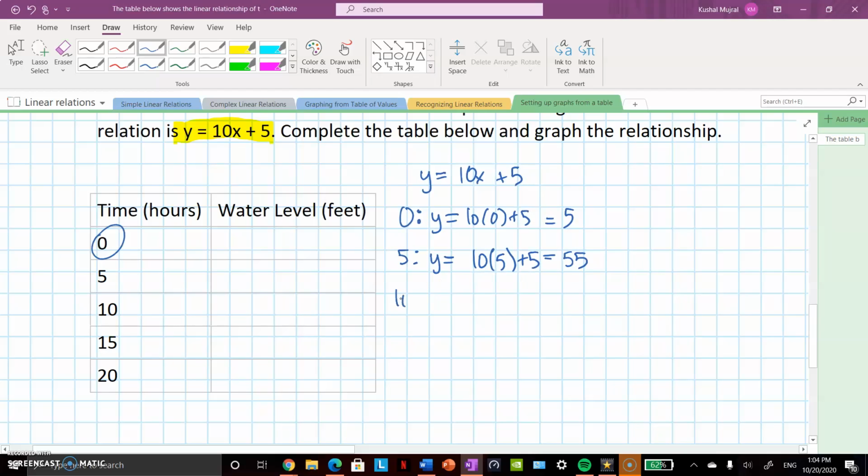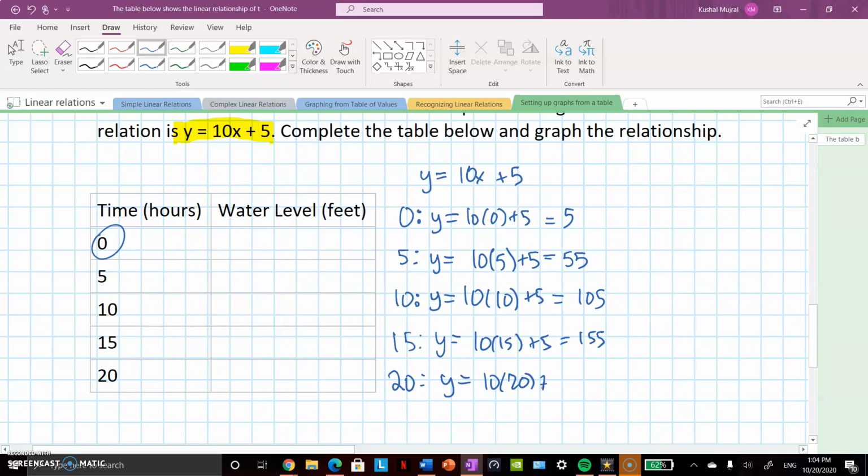Okay, you could do this on your own here, because this is not the skill that's being tested. So y equals 10 times 10 plus 5, which is 105. Let's look at 15. Y equals 10 times 15 plus 5, which is 155. And for 20, y equals 10 times 20 plus 5, which is 205, okay?